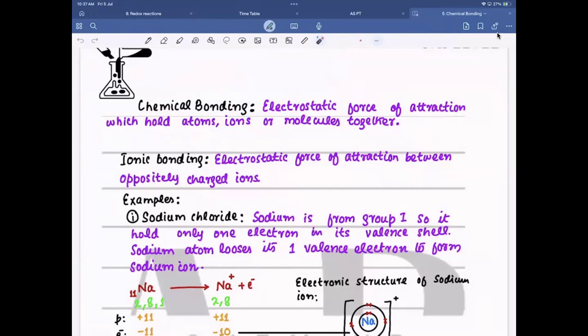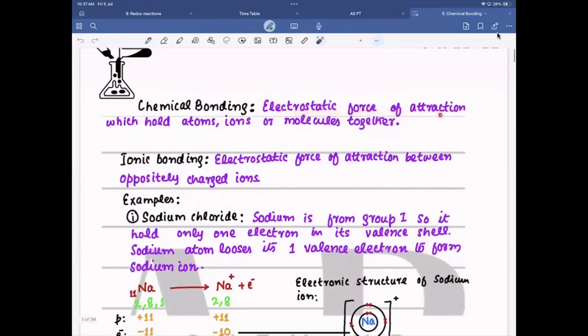Now we are moving towards the specific types of bonding, in which the first one is ionic bonding. First, remember, whether it's an ionic bond or a covalent bond or any other bond, there is always the electrostatic forces of attraction.